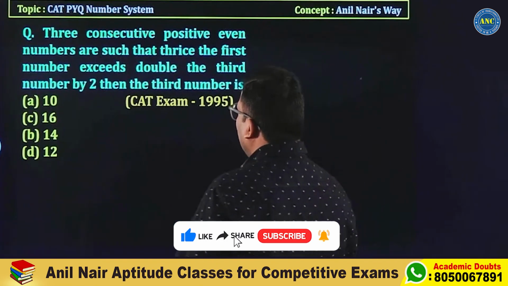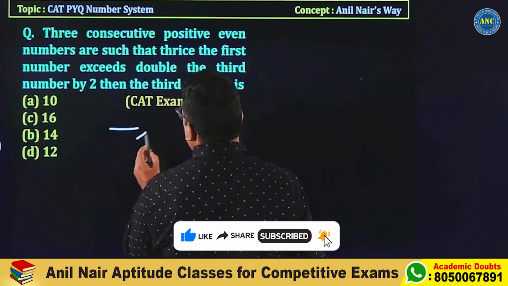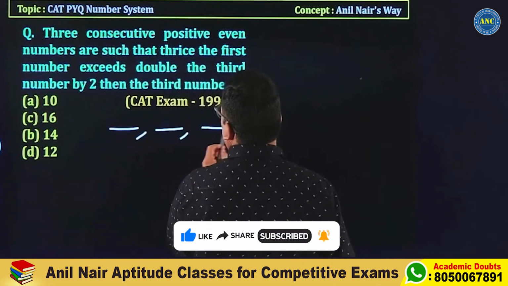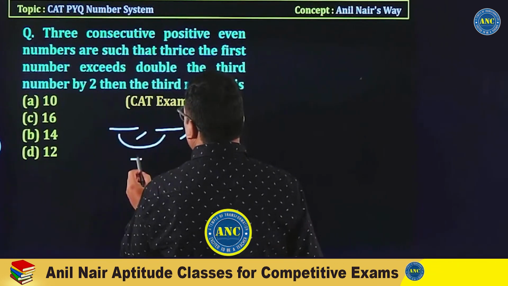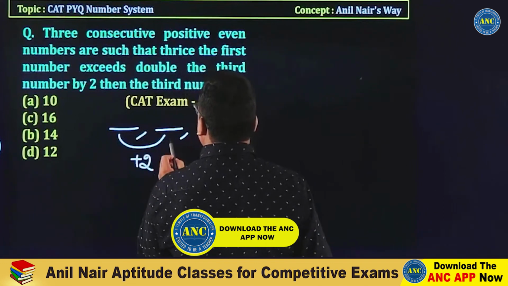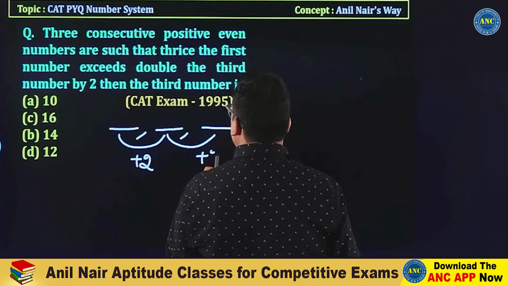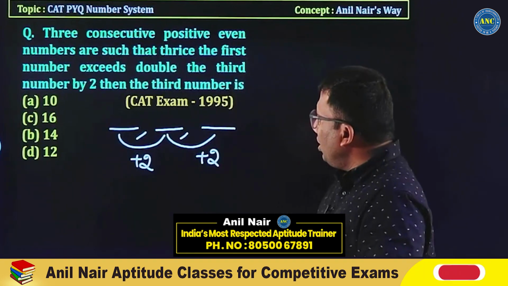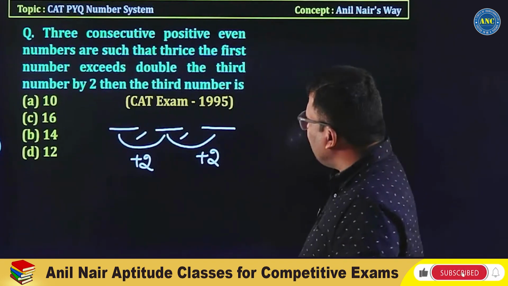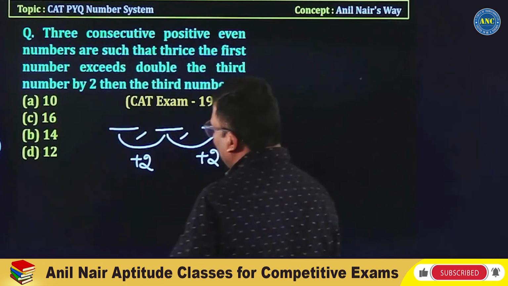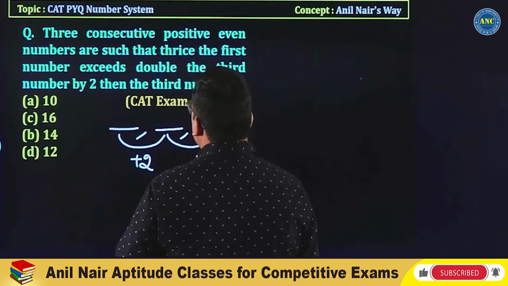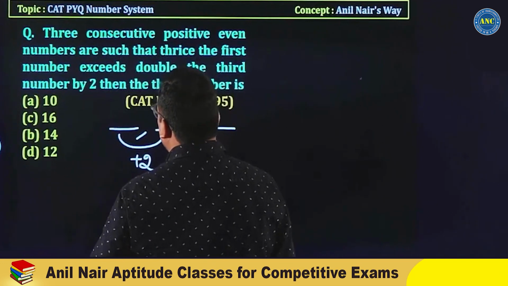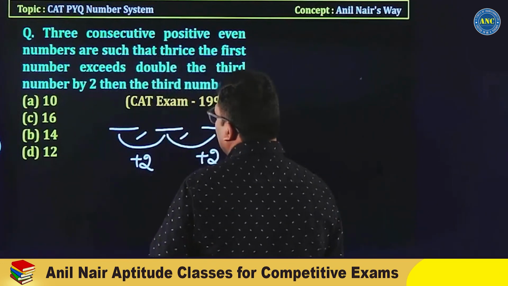3 consecutive positive even numbers. Positive even numbers go with a difference of plus 2. Positive odd numbers also go with a difference of plus 2. There are 3 consecutive positive even numbers such that thrice the first number exceeds double the third number by 2.